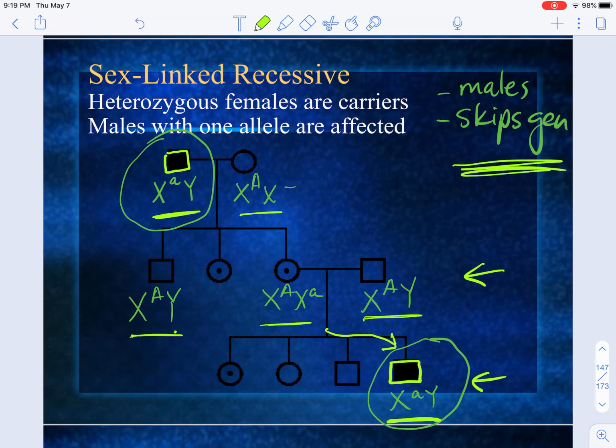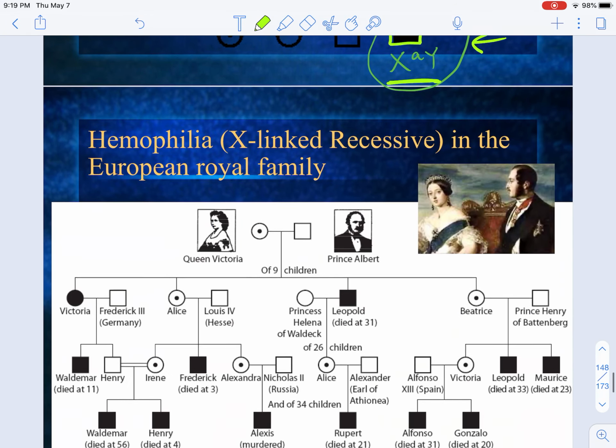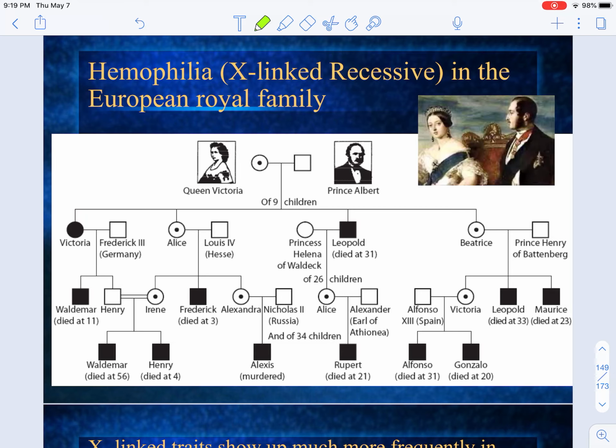This pretty much leads us to the royal family here, where we look at hemophilia in Queen Victoria and Prince Albert's family tree, the pedigree. And they didn't indicate every single person in the royal family, because it says here they had 34 kids and they only mentioned a few in that generation. And the same here, 26 kids in that generation. They only mentioned some of them that fit in this picture. They're mostly profiling the hemophiliac children, just to show you how many there were.